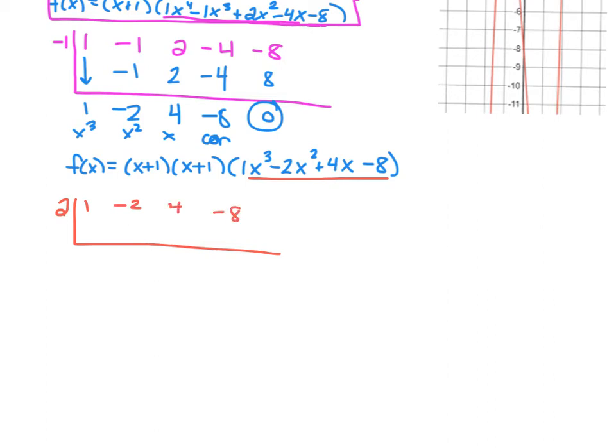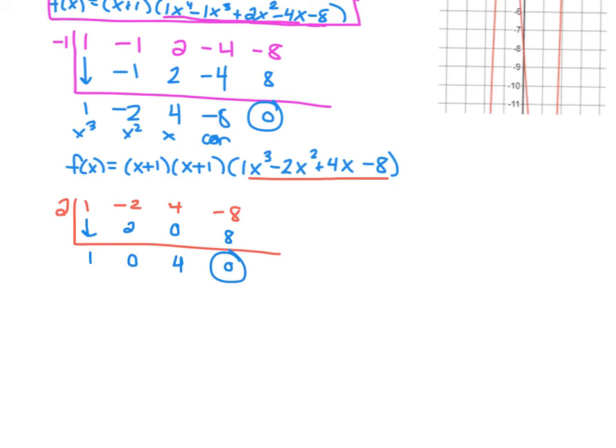So if I utilize my synthetic division here, bring down the 1, multiply that by 2, that is 2. Add straight down, that's 0. 2 times 0 is 0. Add straight down, that is 4. 2 times 4 is 8. Add straight down, that is 0. So that does in fact work.